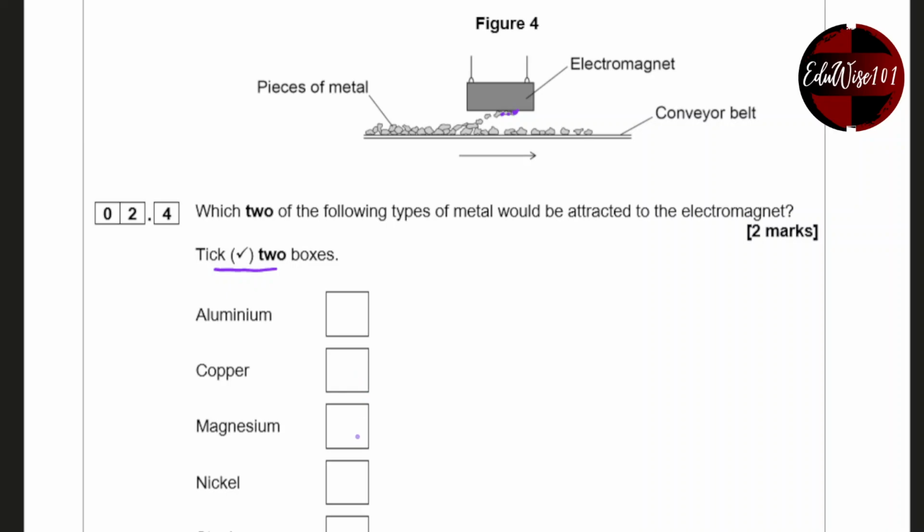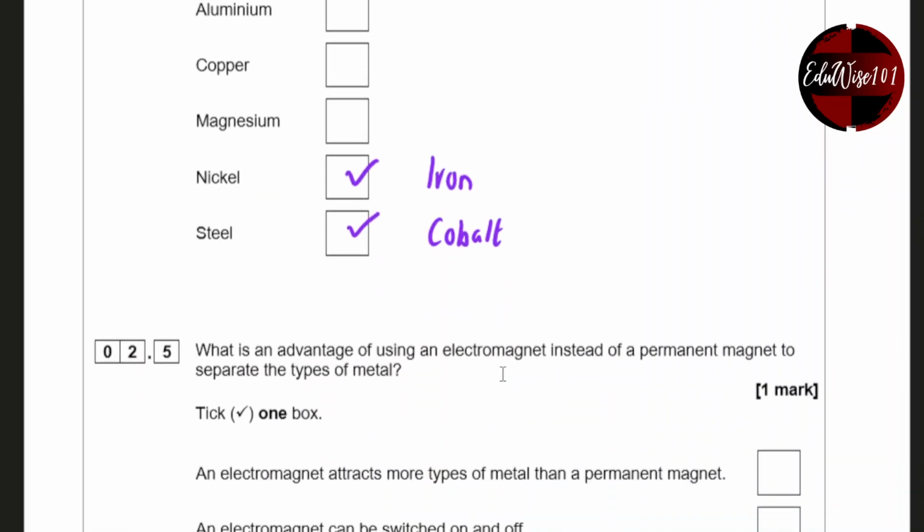Copper is not attracted. Magnesium is not attracted. Nickel is. So would be steel. In fact, there's only 4 types of metals that will be attracted to an electromagnet: nickel, steel, iron, and cobalt. We call these 4 metals magnetic materials.